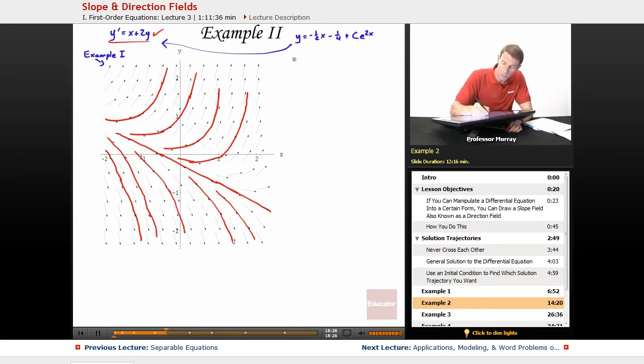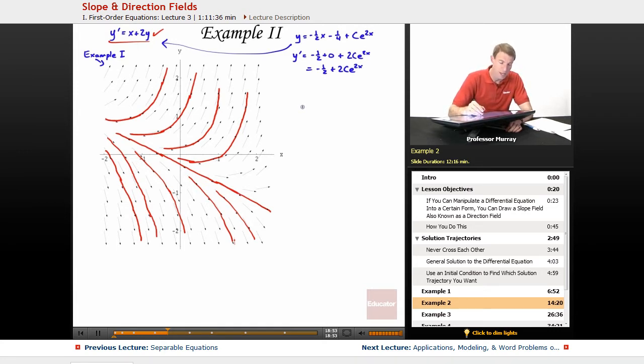So I need to calculate y prime. Y prime, the derivative of negative 1/2 x is negative 1/2. Negative 1/4 is a constant, so its derivative is just 0, so plus 0. And then for c e to the 2x, the derivative is 2c e to the 2x. And I see I can simplify that. That's negative 1/2 plus 2c e to the 2x.